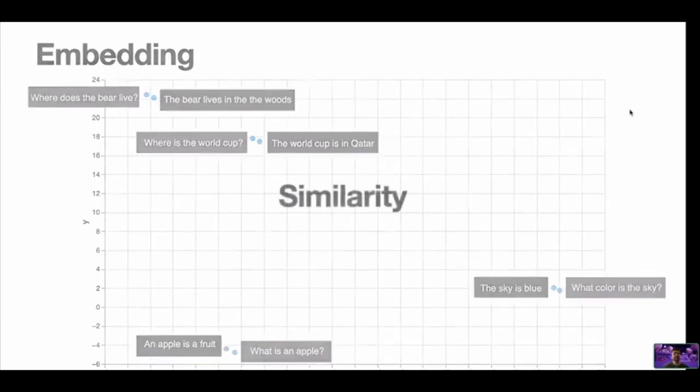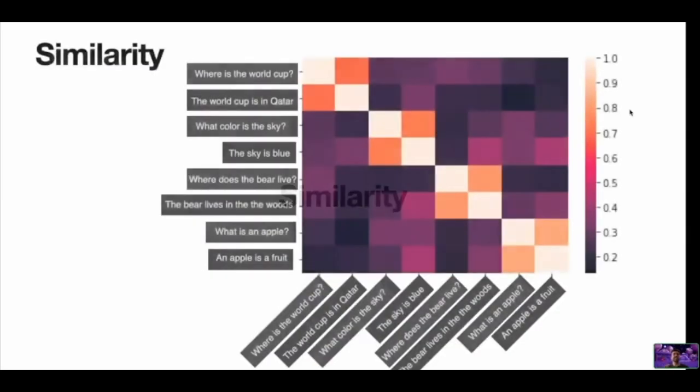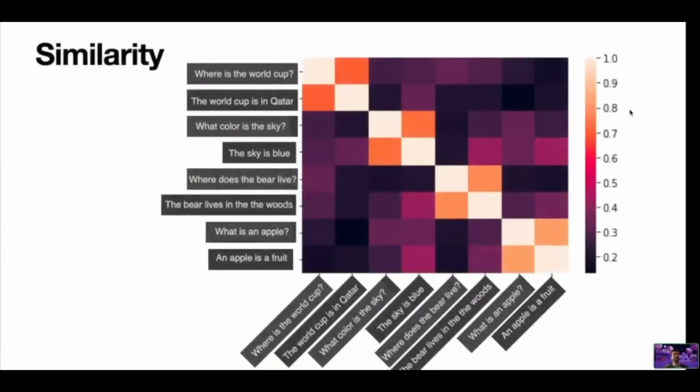All right, so now let me tell you a bit about similarity. Similarity comes out of embeddings pretty easily, and it's a number that tells us if two sentences are similar or not. Here are my 8 sentences, and I have calculated the similarity for each pair and put it in this table. Light colors are close to 1, and dark colors are closer to 0. Each sentence obviously has a similarity of 1 with itself, and the answer tends to be close to the question.